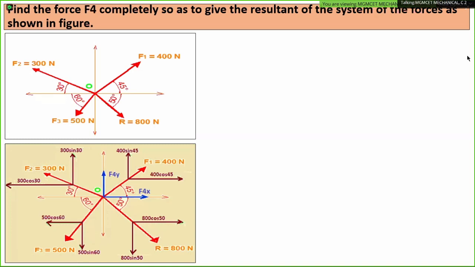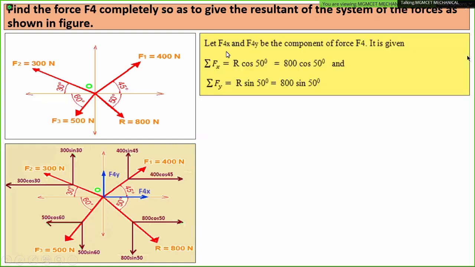Yeah. Similarly, I can say summation of f of y, the y component of the resultant of 800 Newton, is nothing but 800 sin 50. So that logic I am going to use here. First thing is, let us assume F4x and F4y are the components of the fourth force, the unknown force F4.